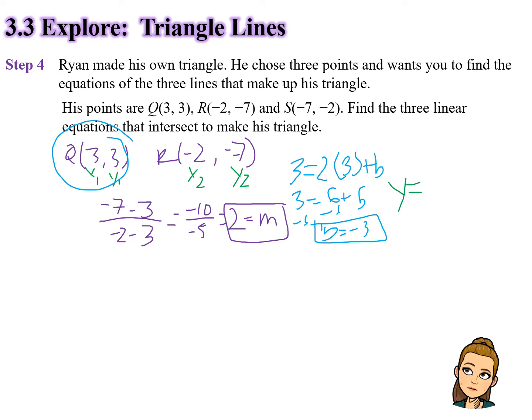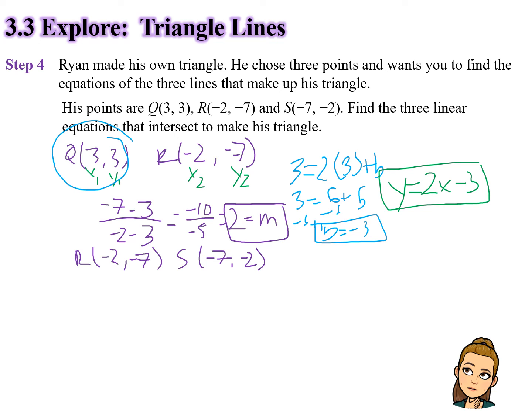The equation of the line for QR looks like y equals 2x minus 3, or y equals 2x plus a -3. Well, now I want to find the line between R and S. So I'm going to start with R (-2, -7) and S (-7, -2). And again, I'm going to label my pieces x1, y1, x2, y2. And I'm going to use that slope formula, -2 minus a -7 over a -7 minus a -2.